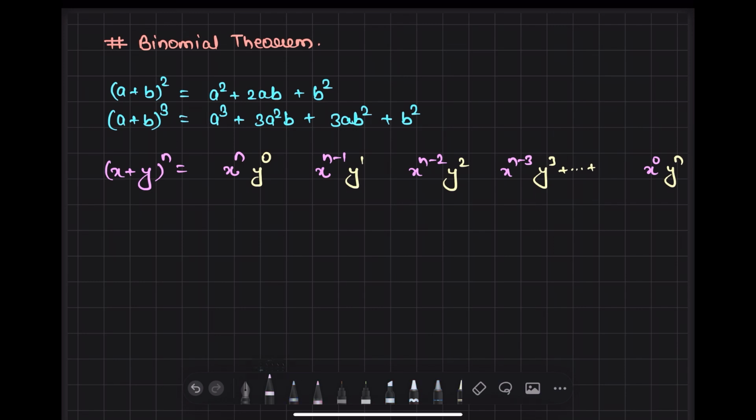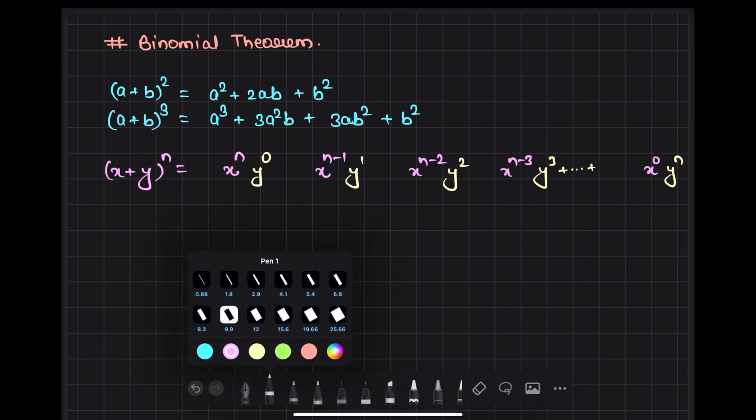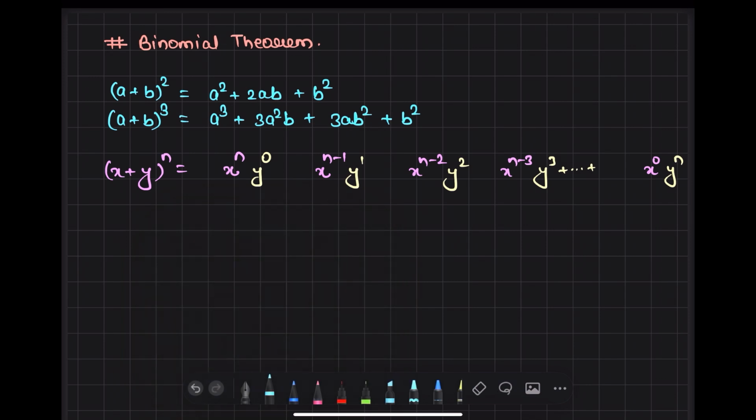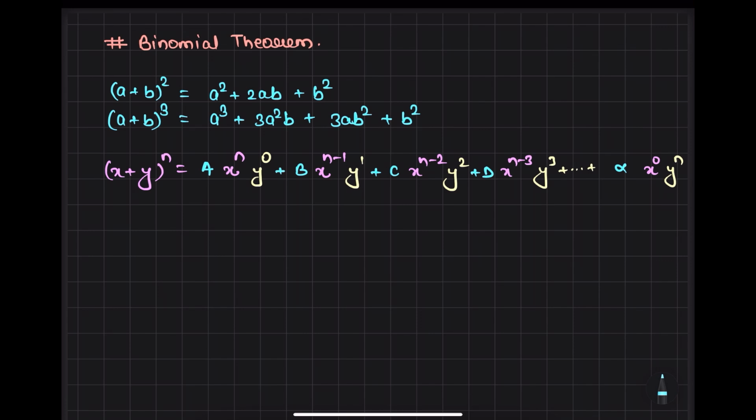Now you will have some constants, or coefficients. For the time being I will write those constants as a, b, c, d, and so on, up to alpha. Now you have to get command over these coefficients a, b, c, d, dot dot dot, alpha.